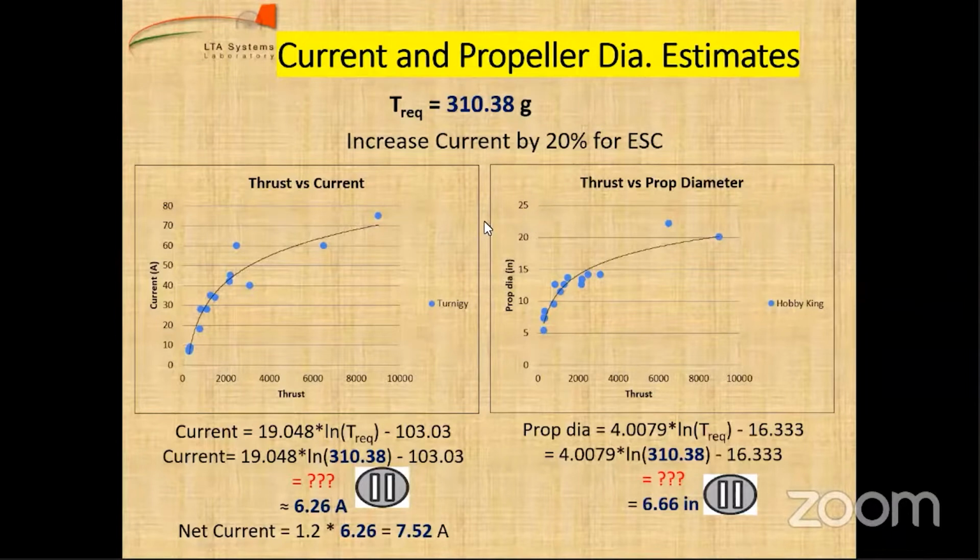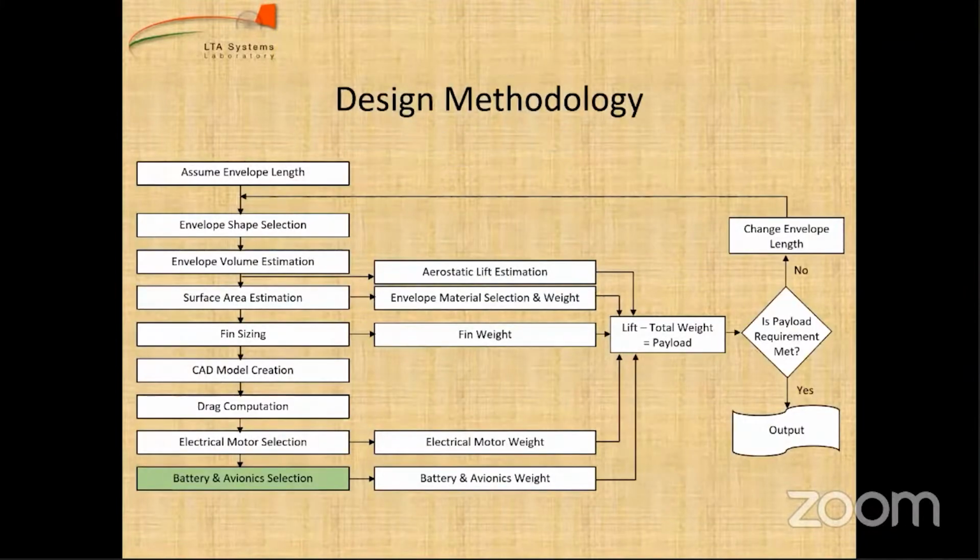So we are done here with our motor. Also, we know how many cells we need in our battery, but we are not done with the battery yet, right? Yes, sir. Let's go on to battery and the remaining avionics.